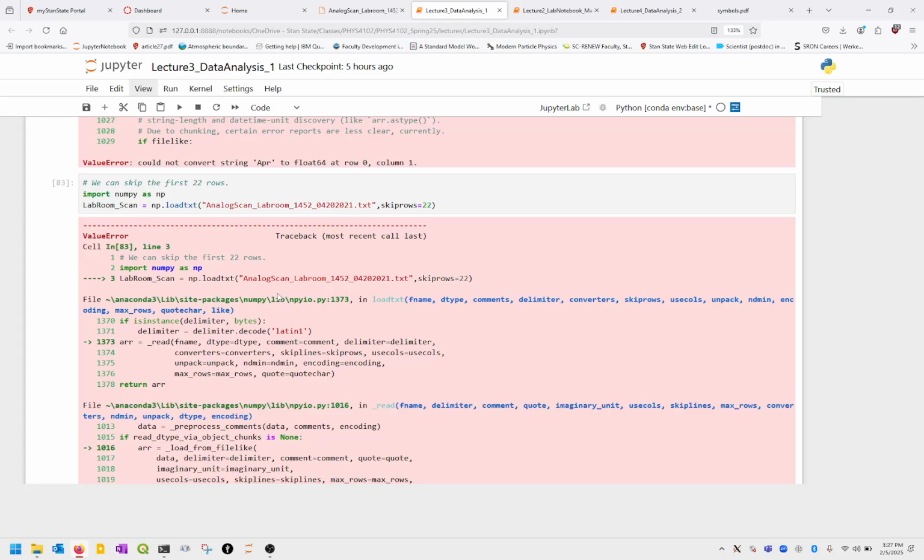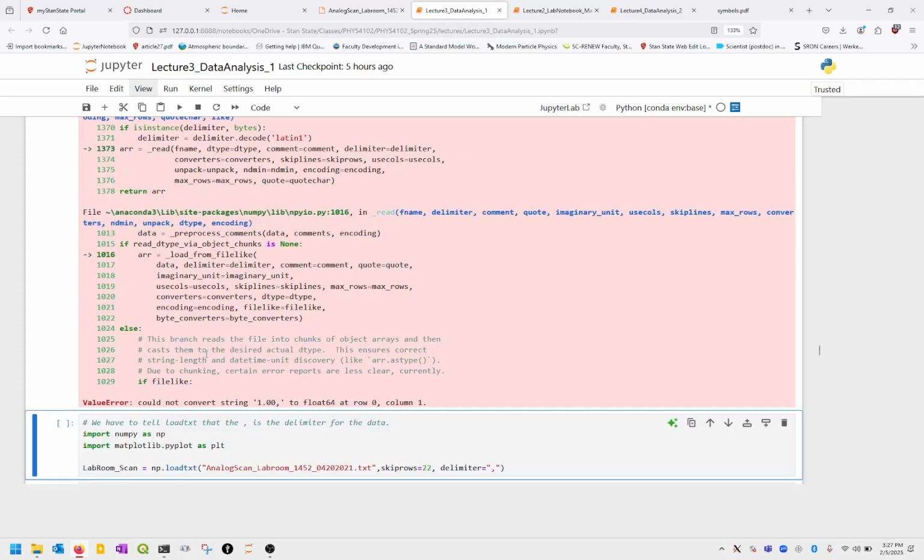Okay, the red box is different. It looks similar, right? There's another value error. Traceback, most recent call last. And all of this is telling you this file is not working, right? There's all this blah blah, site-packages, all that stuff. What the hell's going on here, right?